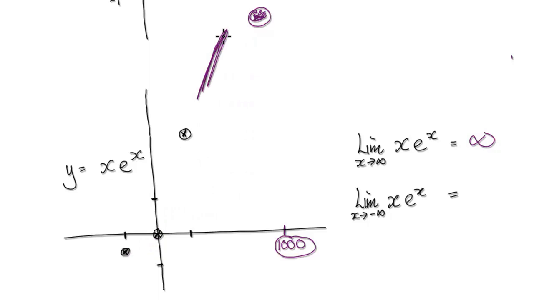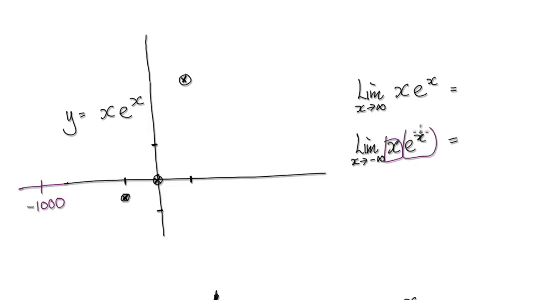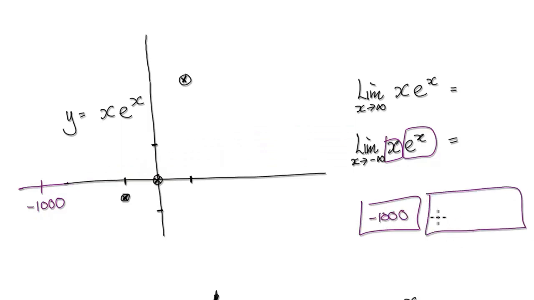Okay, so now let's investigate what happens when x is negative, as x heads towards -infinity. So imagine as x heads towards negative, very, very big. So we've got one block times another block. So let's just imagine putting -1000 in here. So you've got -1000 as one block, and then you've got e to the power of -1000.